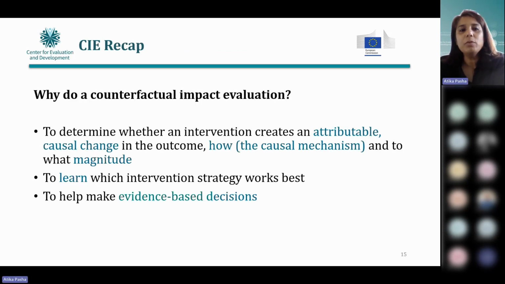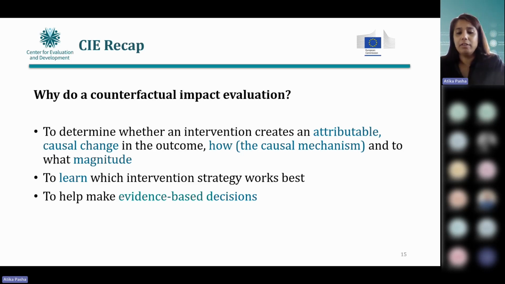Okay, so why do we do an impact evaluation, counterfactual impact evaluation? In this case, again, most of you are aware of monitoring and evaluation, where you are looking at an impact. So you are estimating your outcomes at the start of the program till the end of the program. How counterfactual impact evaluation differs from monitoring and evaluation, or process evaluation, is that it specifically defines that the change that you observe in your outcomes is causal or attributable to the program itself.